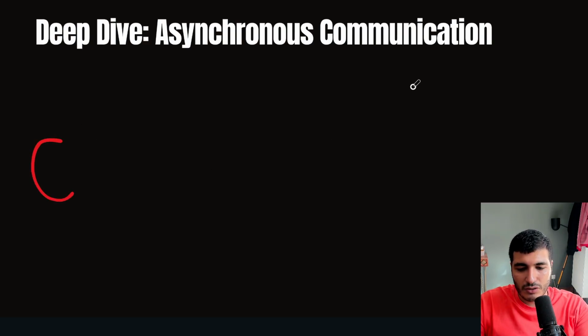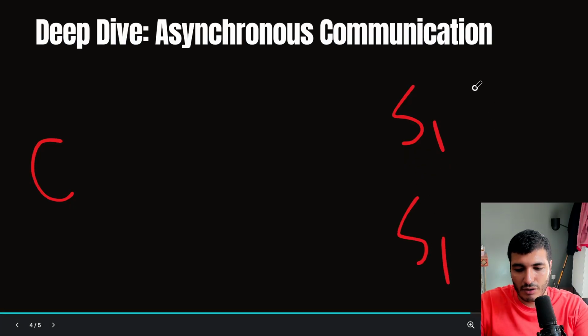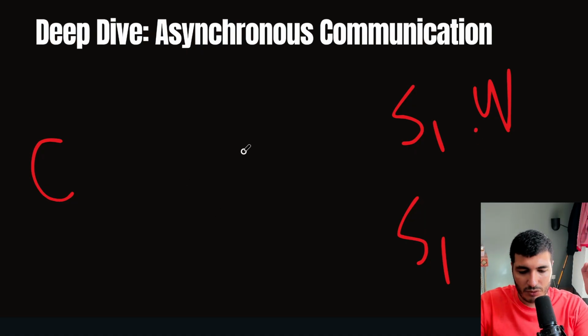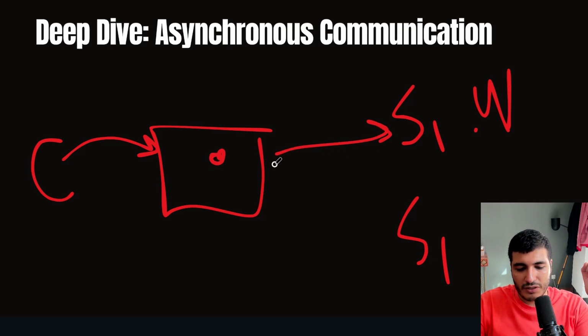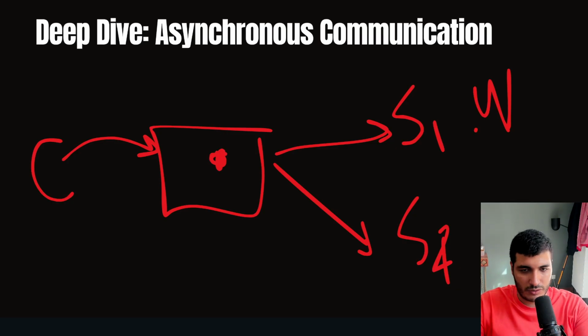We have the client, we have the server. Let's say that we have multiple servers, or we can say that they are workers, or we can say that they are consumers, whatever you want to say. And here we have the message queue. The client will send an event or a request to the message queue, and one of these servers, S1 and S2, will pick this request and work on it. So this is how it works on a high level.